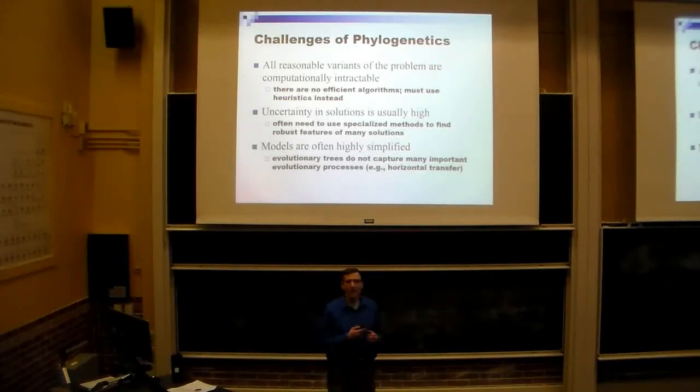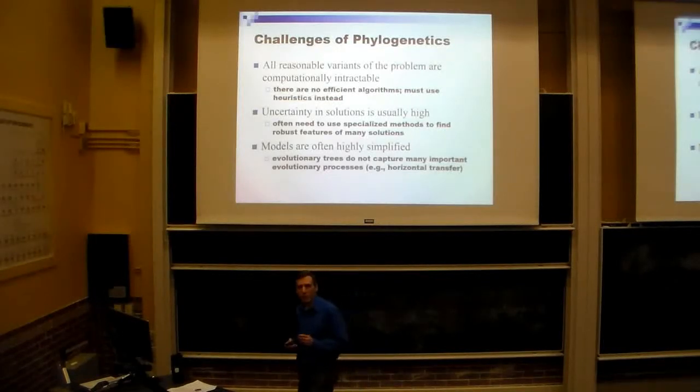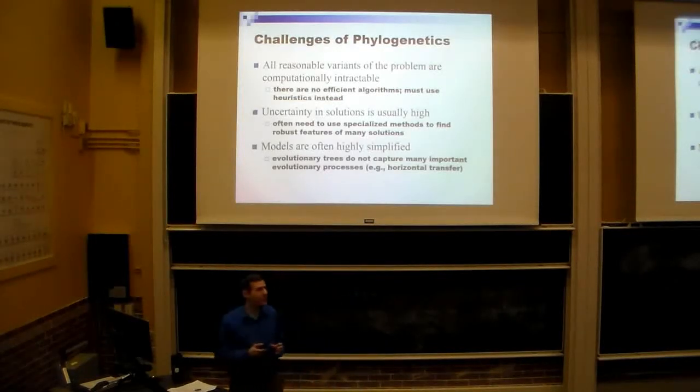So all of this is why, in a sense, there are so many methods for phylogenetics, because it's a hard problem, and we often really need to deal with the details that are hard to handle in this problem. So any questions at this point?